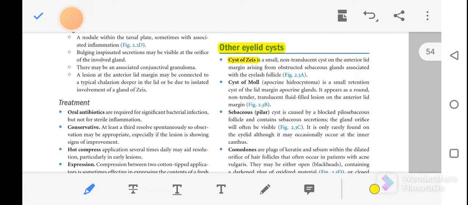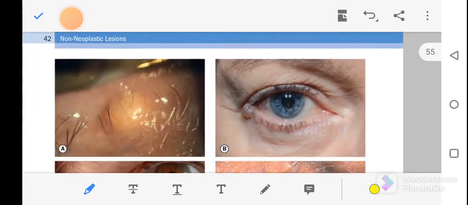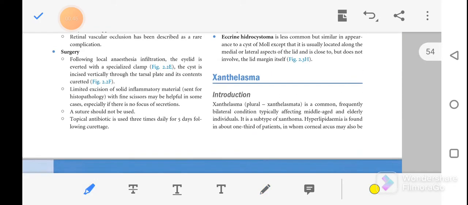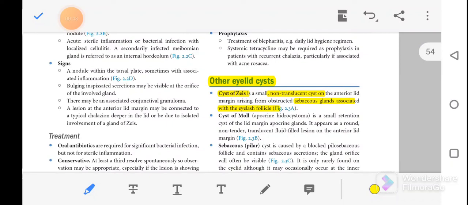Cyst of Zeiss is a small, non-translucent cyst on the anterior lid margin arising from the obstructed sebaceous gland which is associated with the eyelash follicle. So this is a small, non-translucent cyst arising from the blocked sebaceous gland on the anterior lid margin.